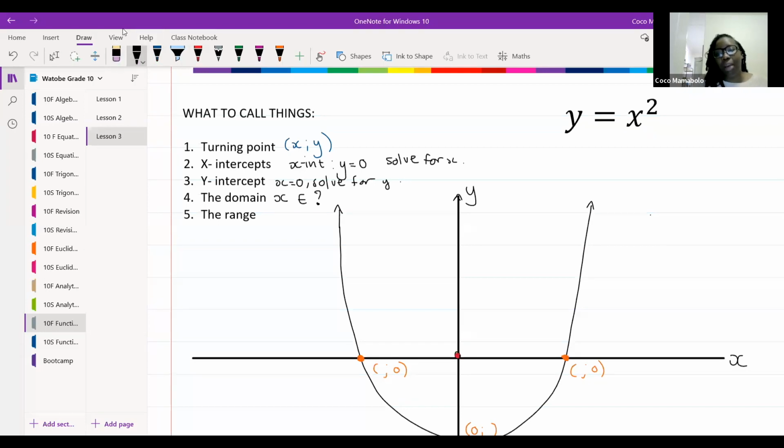If I write 0, I'm going to get an answer. y is equal to 0 squared, which is equal to 0. As soon as there's 3, if I put 3 in for x, I'm going to get y is equal to 3 squared, which is equal to 9. I'm going to get an answer.